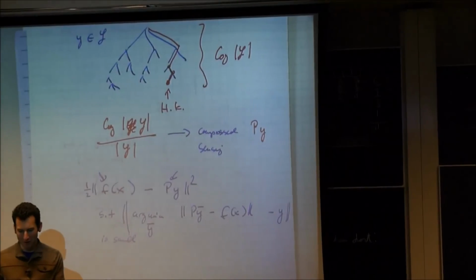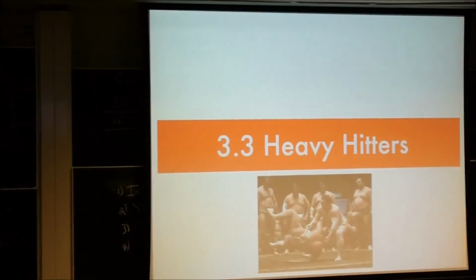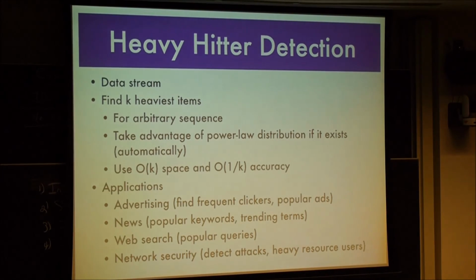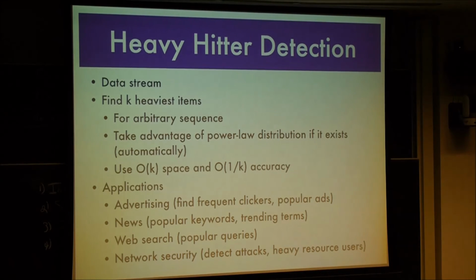Okay. So I want to get at least started with heavy hitters. And here's the challenge. You get a data stream, and your goal is to find the k heaviest items for an arbitrary sequence. And then preferably, if I have a power law distribution, I want to get better guarantees. And by the way, if I want to find the k heaviest items, I want to do that in order k space, in order 1 over k accuracy. Or error, yeah. So why do you care about this? For instance, if you're trying to detect click fraud, right?